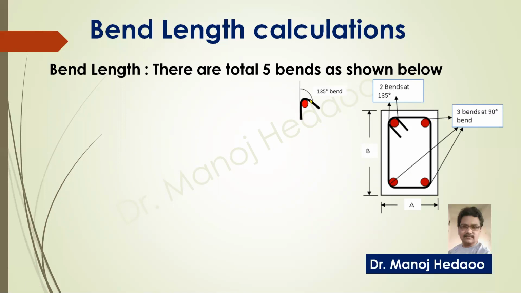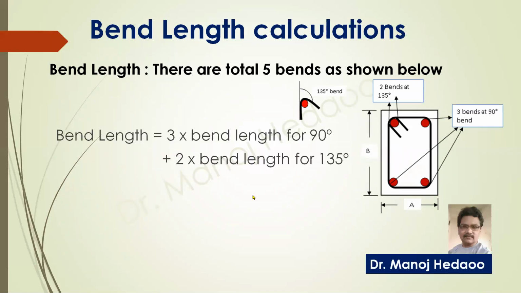Here is another sketch of the hook. This angle is at 135 degrees. So the bend length will be 3 times the bend length for 90 degrees, because there are 3 bends, plus 2 times the bend length for 135 degrees. Now we know for 90 degrees it is 2d, and for 135 degrees it is 3d. So 3 into 2d plus 2 into 3d will be 12d.